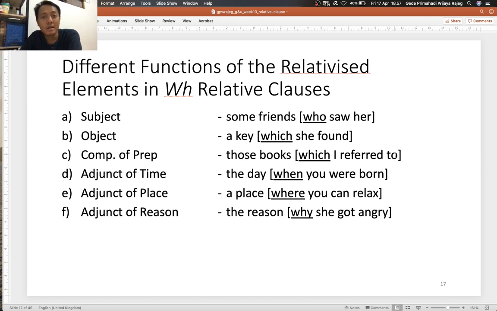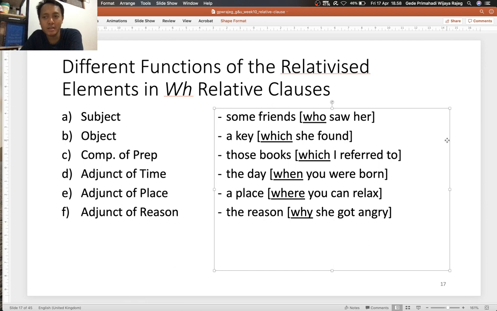Relativized elements can also be adjuncts of the relative clause, and these adjuncts can be of time, place, and reason types. So in the day when you were born, when indicates time; in a place where you can relax, where is the relativized element, an adjunct of place; and in the reason why she got angry, why is the relativized element indicating an adjunct of reason. So you would normally say she got angry because of that, and you can relax here. That's the place. You were born on X date, and so on.